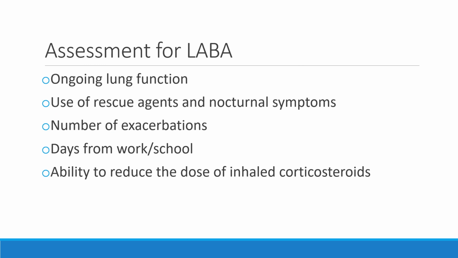What about long-acting beta agonists, right? We just talked about, okay, looking at assessing these patients after SABAs, but what about LABAs? Ongoing PFTs, ongoing pulmonary function tests, is going to be your big one to see over time, do they have better flow rates? Are they using the agents as much? Do they have less nocturnal symptoms? Are there less exacerbations than they used to have before? Are they missing less days of school than they were before? Are they able to reduce their inhaled dose of corticosteroids, right?